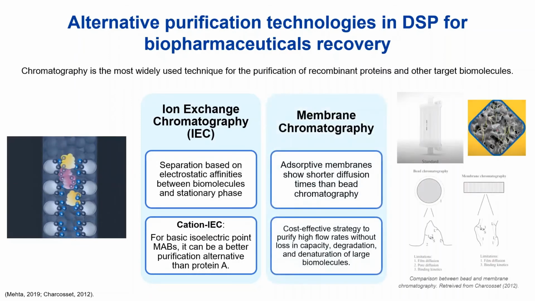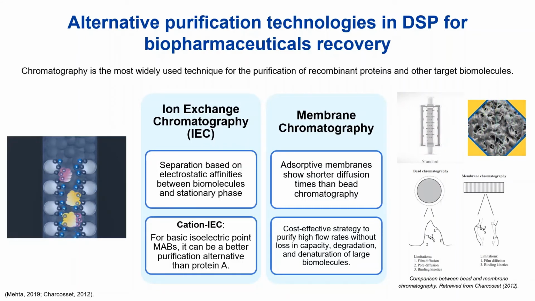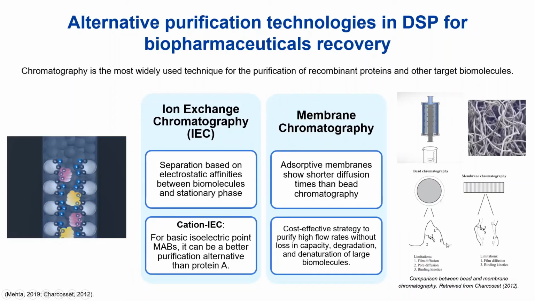Another alternative format is membrane chromatography, which combines the advantage of membrane filtration with liquid chromatography. The adsorptive membranes used here have shorter diffusion times than those obtained in bead chromatography, as the interactions between molecules and active sites on the membrane occur in convective through-pores rather than in stagnant fluid inside the pores of an adsorbent particle, as we can see here in the figure. Therefore, this technique is cost-effective to purify large biomolecules at high flow rates, reducing biomolecule degradation and denaturation. This is why many innovations have recently been attempted here, such as increasing the binding capacity with hydrogels and nanofiber-based matrices.